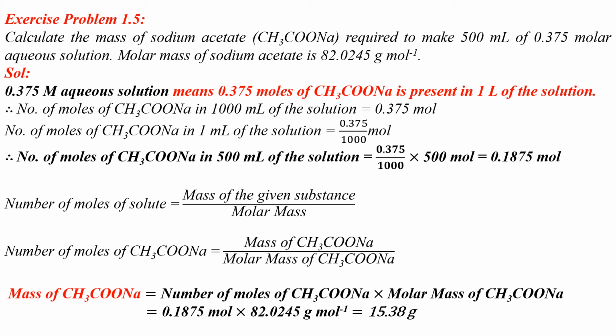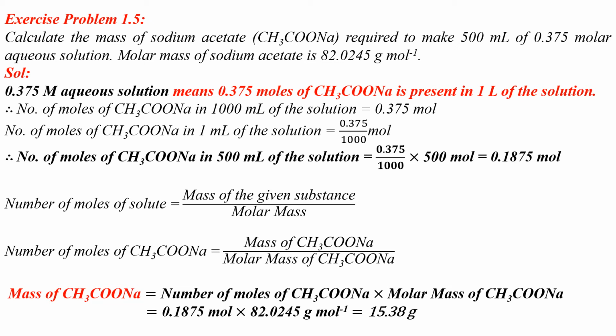What you are asked to calculate is the mass of sodium acetate which you are going to dissolve in 500 ml in order to make 0.375 molar solution. 0.375 molar aqueous solution means there are 0.375 moles in 1 liter of the solution. Therefore, number of moles of sodium acetate in 1 liter, that is 1000 ml of the solution, is 0.375. If there are 0.375 moles of sodium acetate in 1000 ml of the solution, then how many moles would be there in 1 ml of the solution?